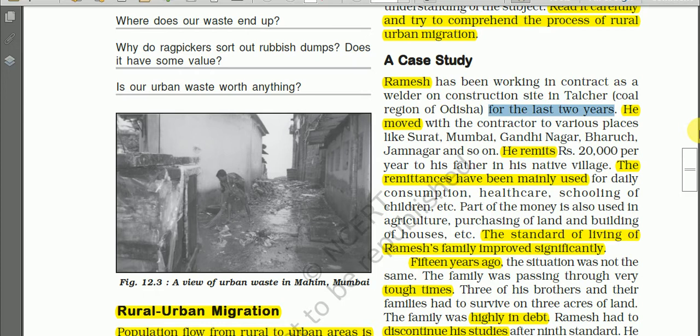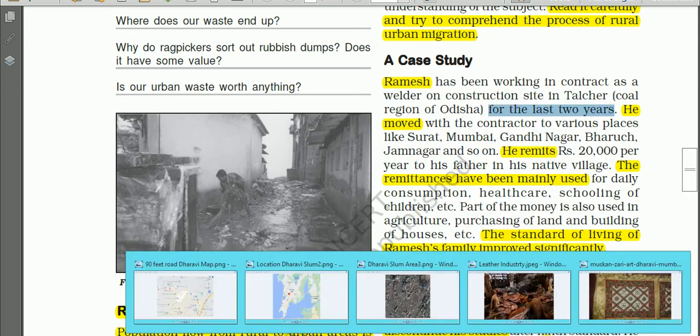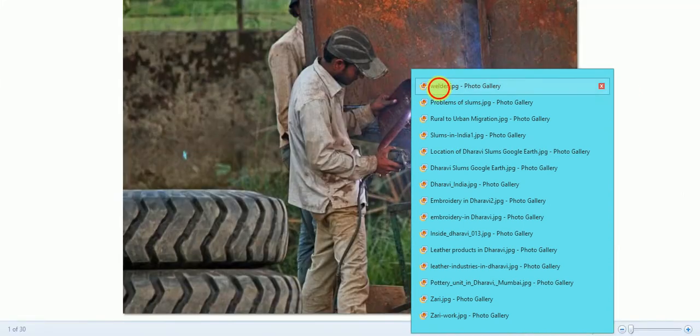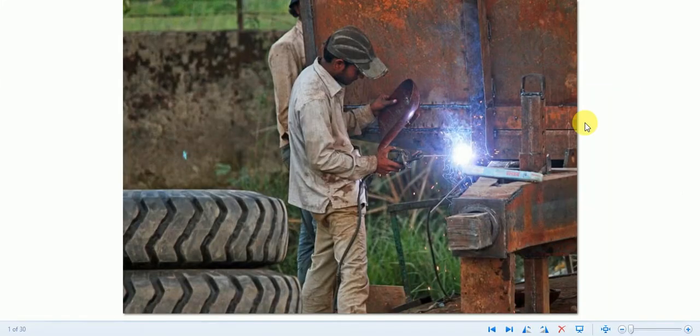Do you know who is a welder? And here see, this is the work of welding, and he is the welder. This is just an example, welding work, and the man is known as welder. The work is known as welding work.